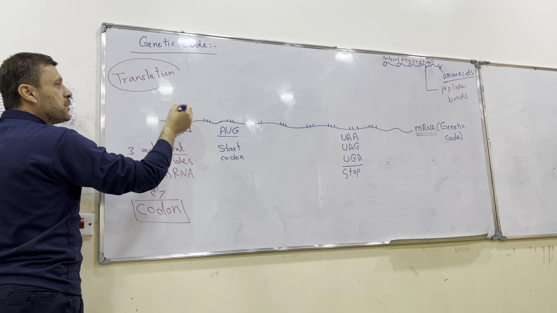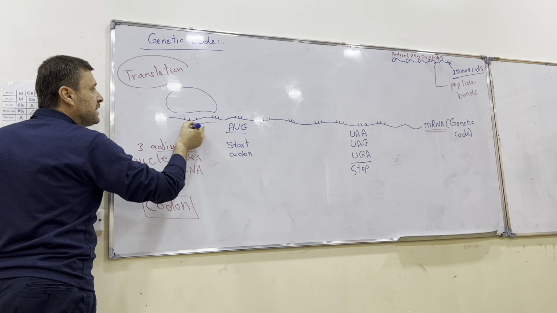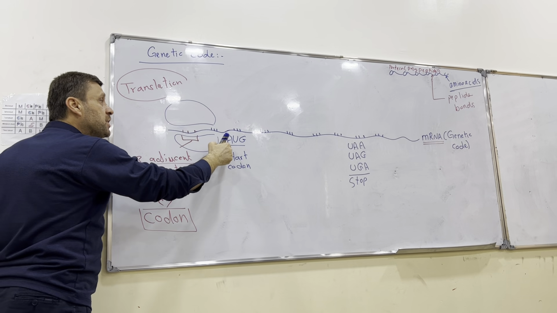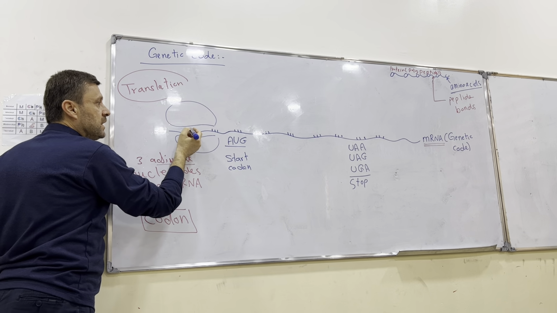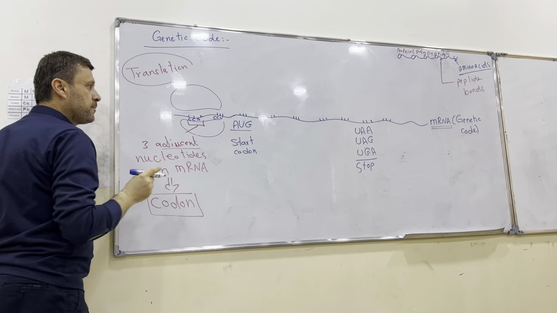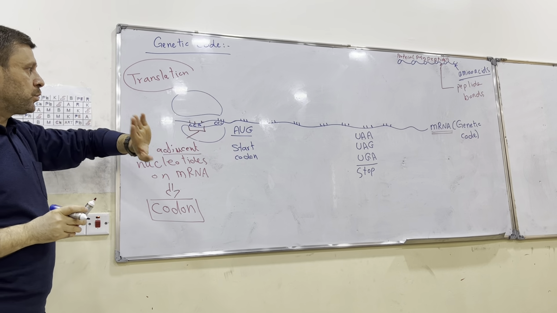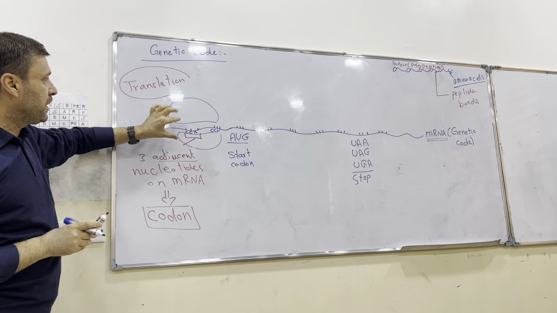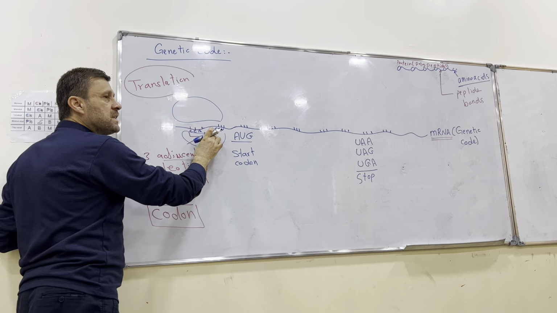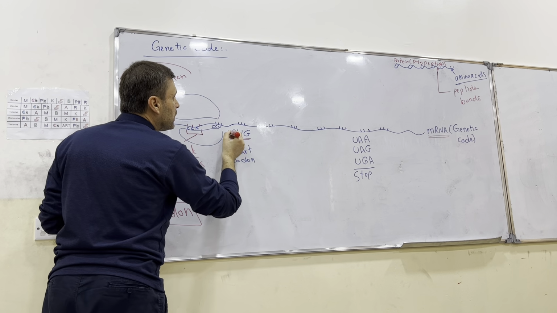In translation, the ribosome reads the codons. For example, if the mRNA reads ACCU and there is no start codon, the process will not begin if there is no start codon at the beginning. It passes over codons until it reaches the start codon AUG.